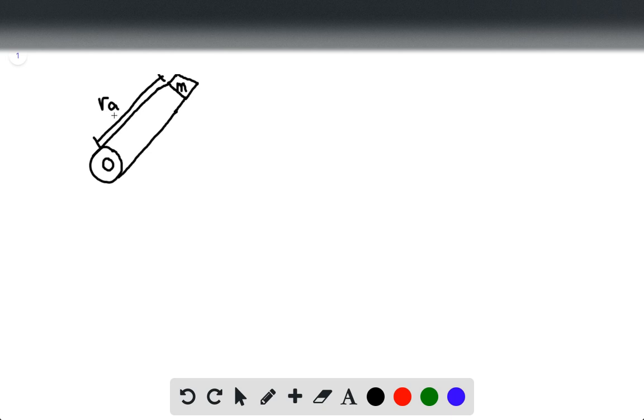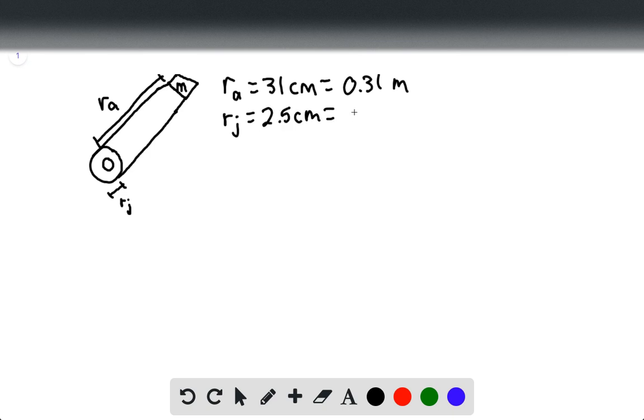or the radius. We'll denote this as R sub A. And then we have this little segment here, which is going to be R of the joint. So we know that R sub A, or the length of the arm, is going to be 31 centimeters, or 0.31 meters. The width of the joint will be, or the radius of the joint will be 2.5 centimeters, or 0.025 meters.